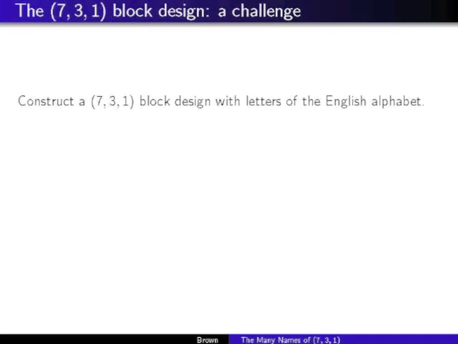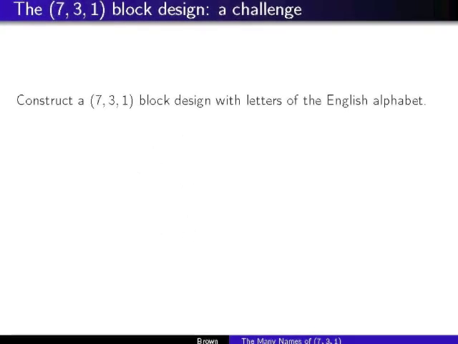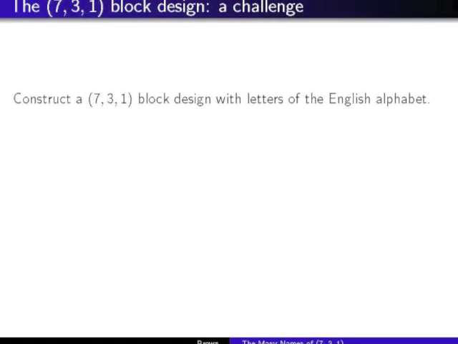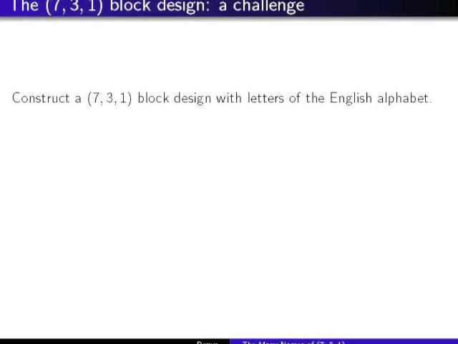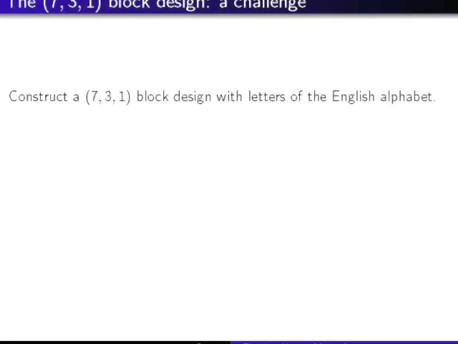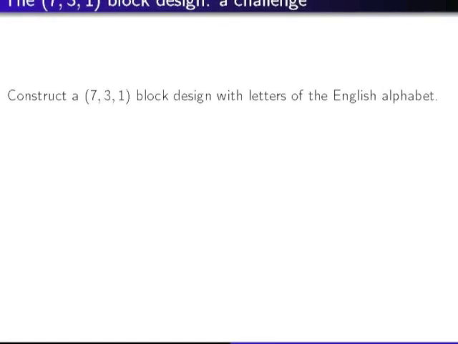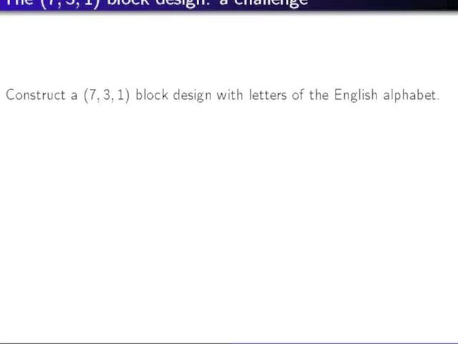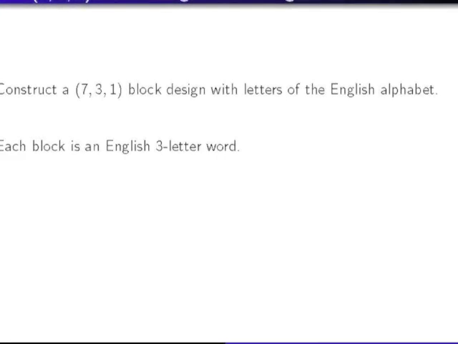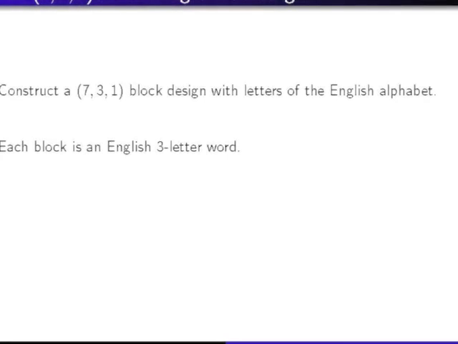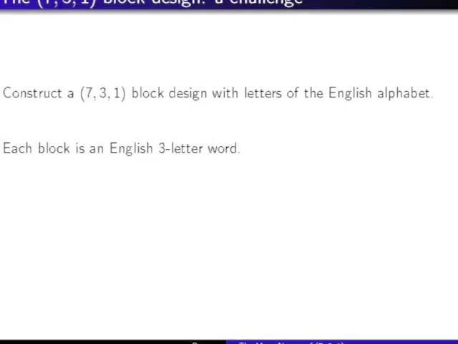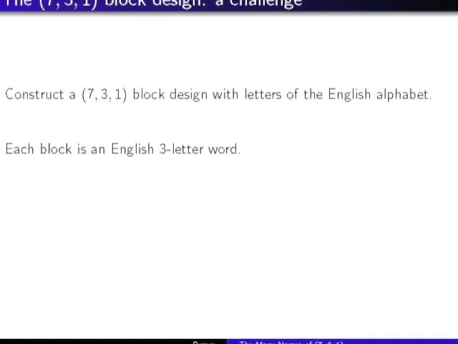Can you construct a 731 block design with letters of the English alphabet? John, can you do that? What do you do it with? Let's see. You could say A is 1, B is 2, C is 3, D is 4, and all that. We could construct one like that. A, B, C, A, D, E, A, E, F, and all that. We can do that. Each block is a three-letter word. Now, if the block is something like A-W-R, that can be the word war or the word raw. You don't worry about the order of the letters. They're just supposed to be there.